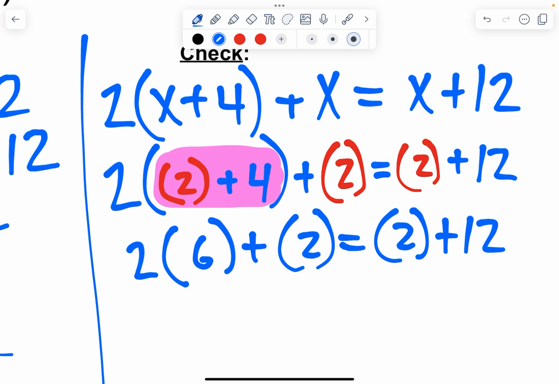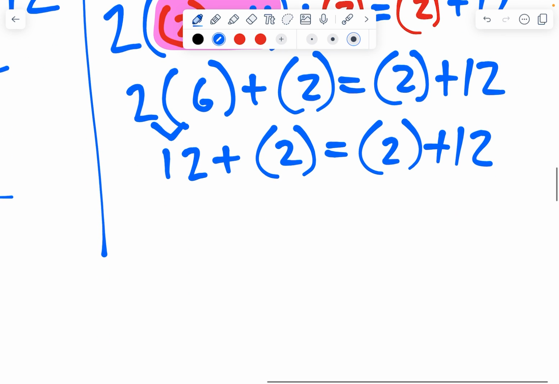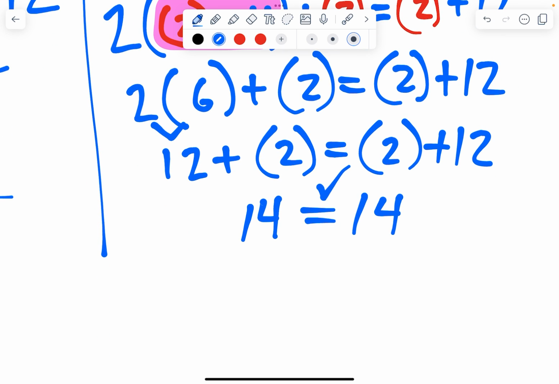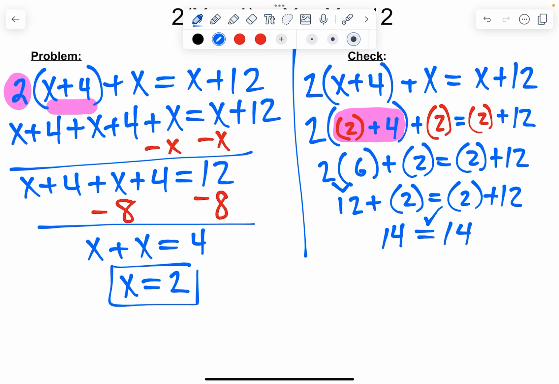Okay, I no longer can work inside the parentheses. I can multiply. So 2 times 6 is 12. 12 plus 2 is 14. That equals 14, and it's a check. So I know that my answer is 2. All right, so if you have any questions, please feel free to ask.